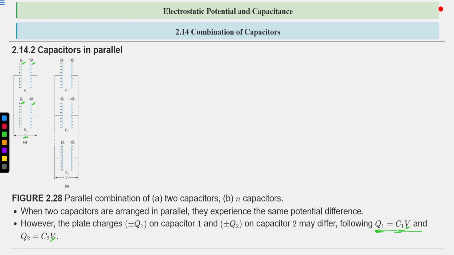Because of their different capacitance. The capacitor with greater capacitance will get greater charge. So the capacitor with greater capacitance will store greater charge, and the capacitor with lower capacitance will store lower charge, because they are directly proportional.